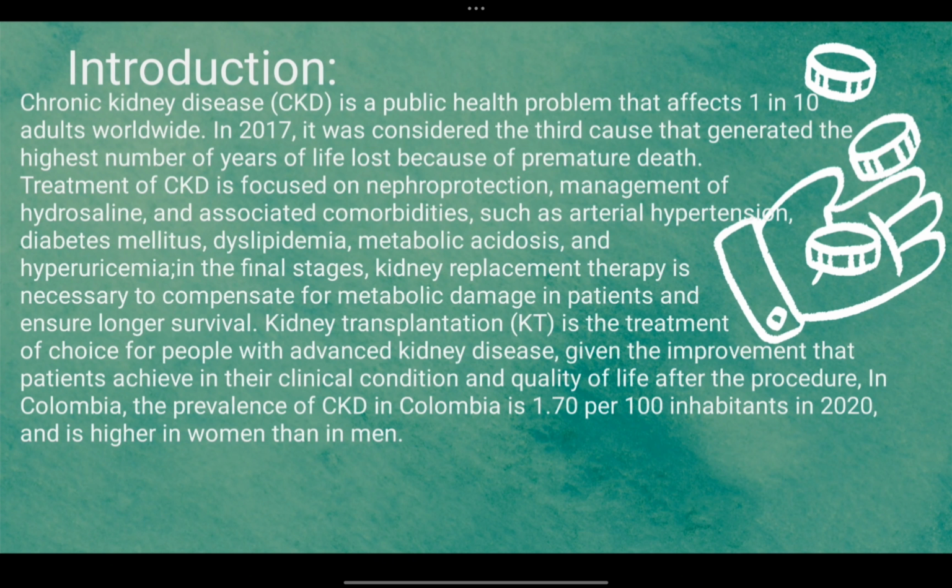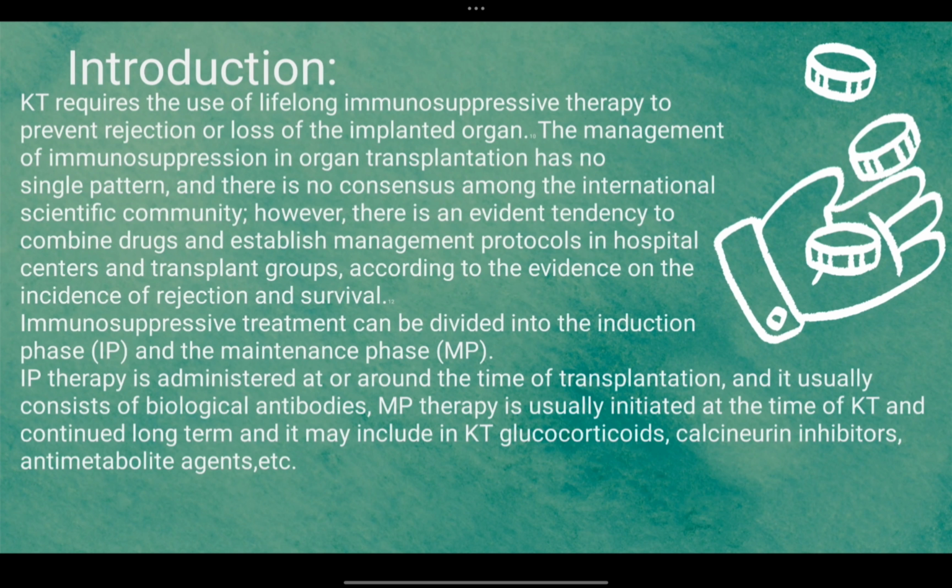The management of immunosuppression in organ transplantation has no single pattern, and there is no consensus among the international scientific community. However, there is an evident tendency to combine drugs and establish management protocols in hospital centers and transplant groups, according to the evidence of incidence of rejection and survival. Immunosuppressive treatment can be divided into the induction phase and maintenance phase. Induction phase therapy is administered at or around the time of transplantation and usually consists of a biological antibody. Maintenance phase therapy is usually initiated at the time of kidney transplant and continued long term, and may include glucocorticoid, calcineurin inhibitor, and antimetabolite agent.